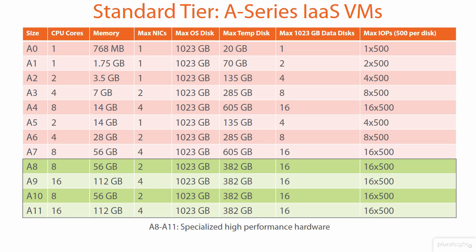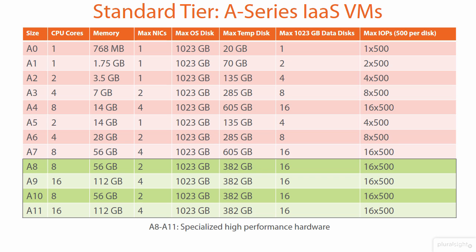Now, your standard tier A series, I've actually separated this list into two lists. You can see we've got A0 through A7, and you can see in green I've made it A8 through A11. As we start off with A0, we've got just one core, one NIC, and 760 meg of RAM. And then we get up to an A7 where we can have 8 cores, 56 gig of RAM, 4 network cards. We can have a temp disk that's 605 gigabytes in size. We can have up to 16 data disks attached to that VM, and that's got a 16 times 500 IOPS per second performance on the disk.